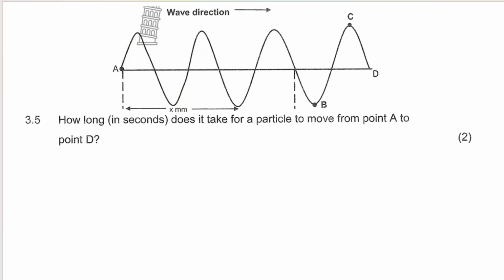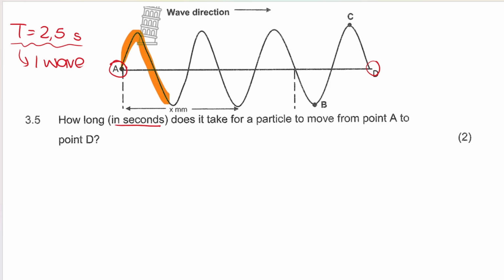3.5 is also a tricky question. They say, how long in seconds does it take for a particle to move from A to D? Now, they say in seconds. What we know so far with regards to seconds is the period. The period is 2.5 seconds. And remember what I told you about the definition of period? Period is the time that it takes for one wave to complete itself. Okay, so it takes 2.5 seconds to go for one wave.